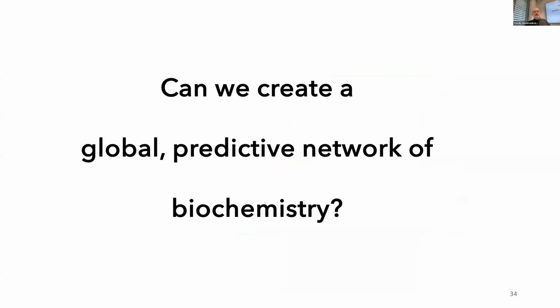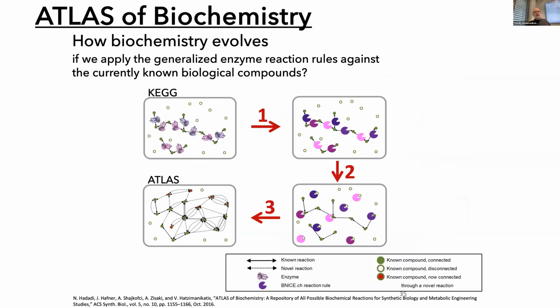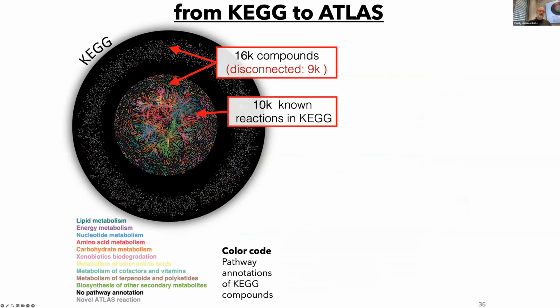Now, can we create a global predictive network of biochemistry? Towards this, we decided to start building what we call the Atlas of Biochemistry. So in Atlas, essentially, we start with the KEGG database, and then we take all the compounds that are in KEGG, and then we apply these rules, and we ask how many ways can I increase the number of reactions that connect these compounds without increasing the number of compounds. So we moved essentially from the KEGG.